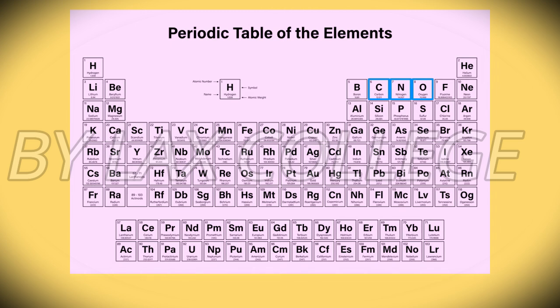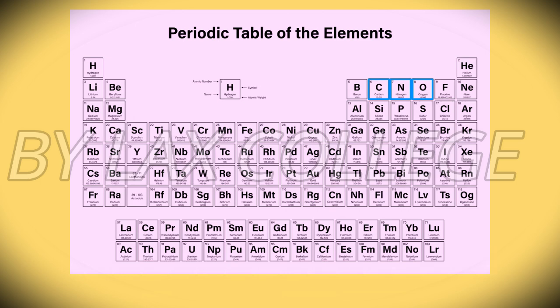Underneath the big symbol in each box is the name of the element. A lot of the symbols and the names relate to one another. For example, the three boxes I've got highlighted in blue there, the C stands for carbon, the N stands for nitrogen, and the O stands for oxygen. It's quite straightforward. The symbol is the first letter of the name. But that's not true for every element on the periodic table.